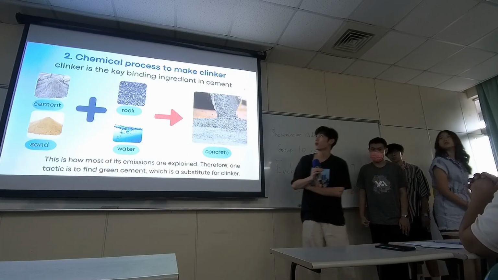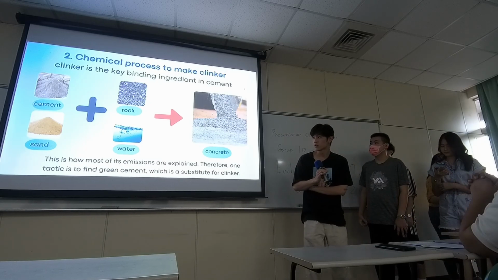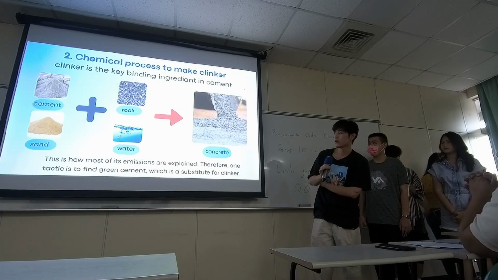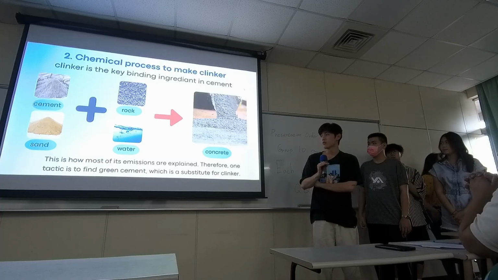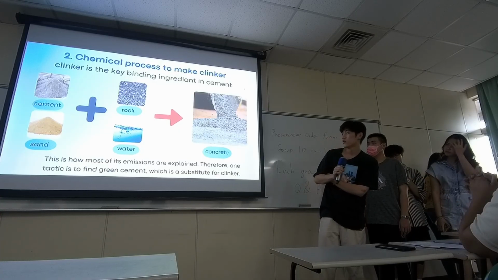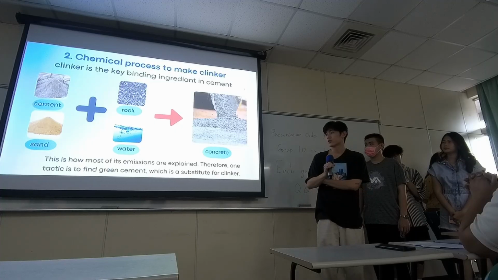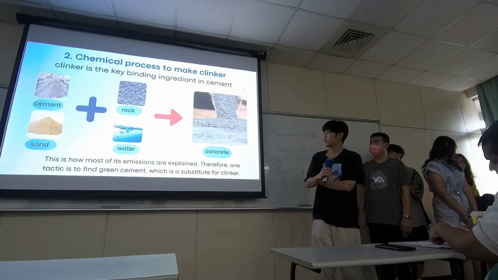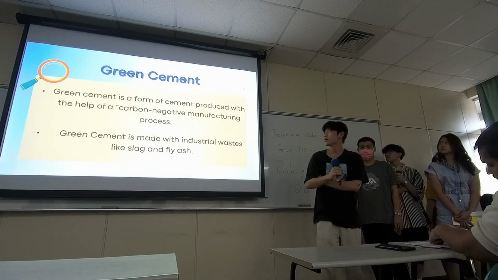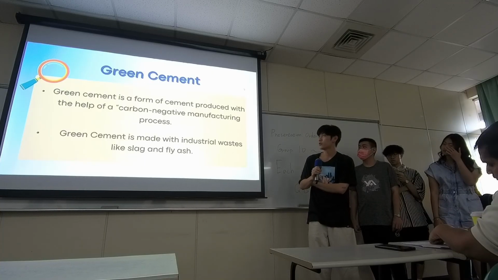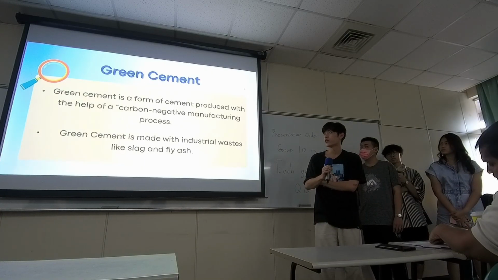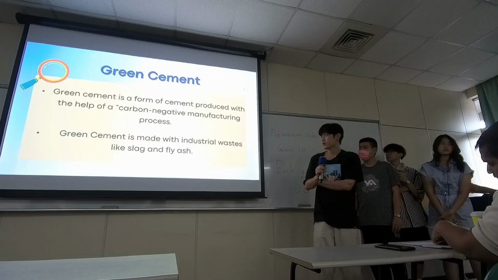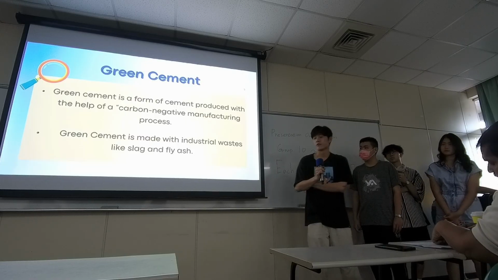The second way is changing the chemical process to make clinker. Cement, rock, and water are the ingredients for making concrete, and that is where most of the emissions are explained. Therefore, one tactic is to find a cement substitute for clinker. Green cement is a form of cement produced with the help of a carbon negative manufacturing process. Green cement is made with industrial waste like slag and grime.